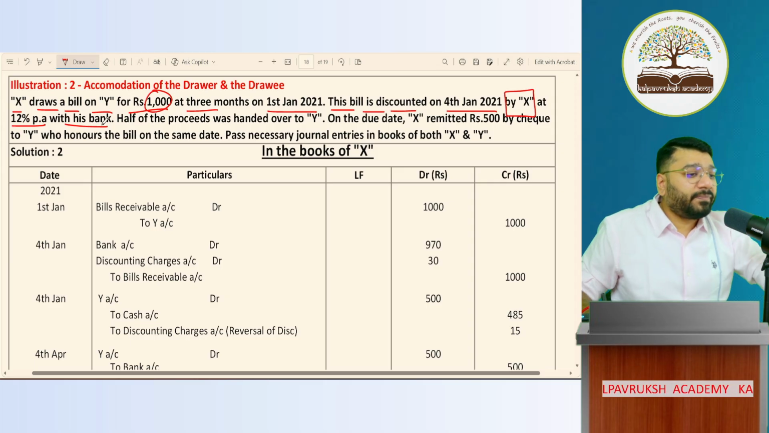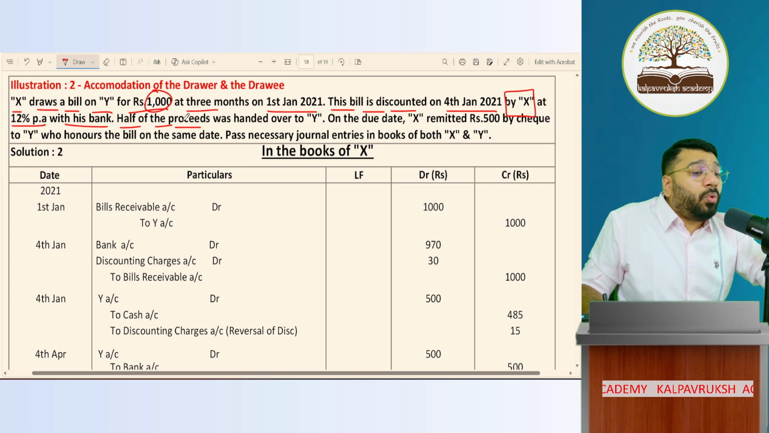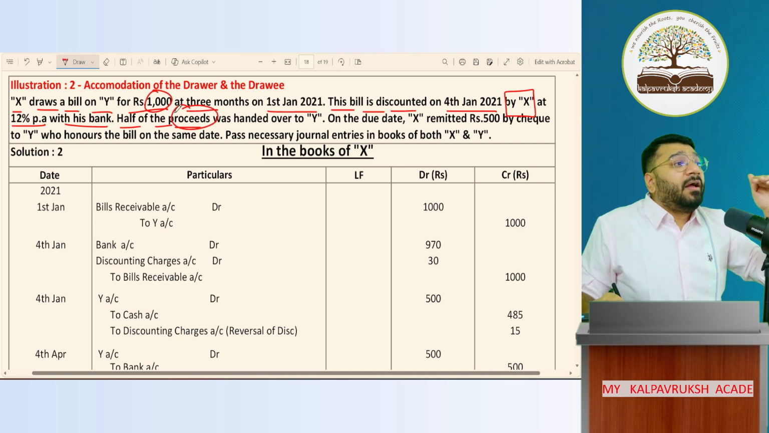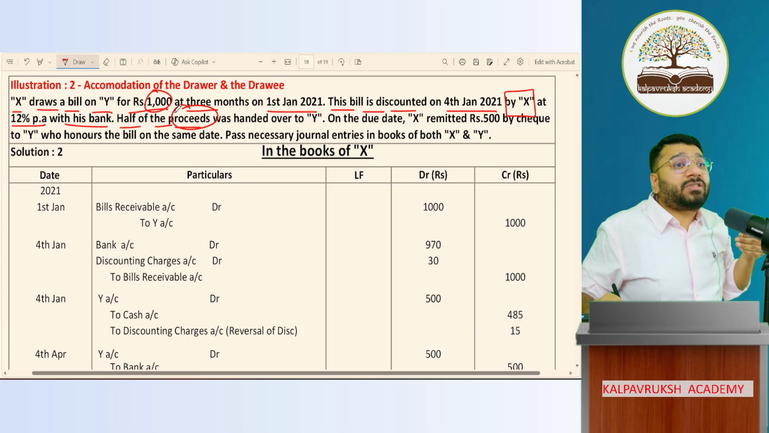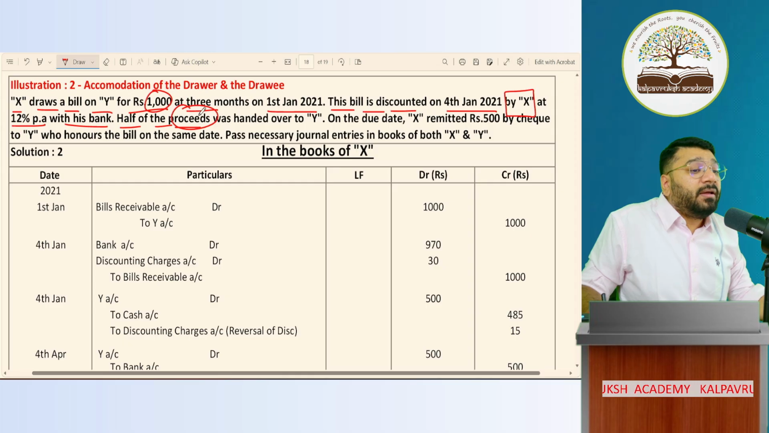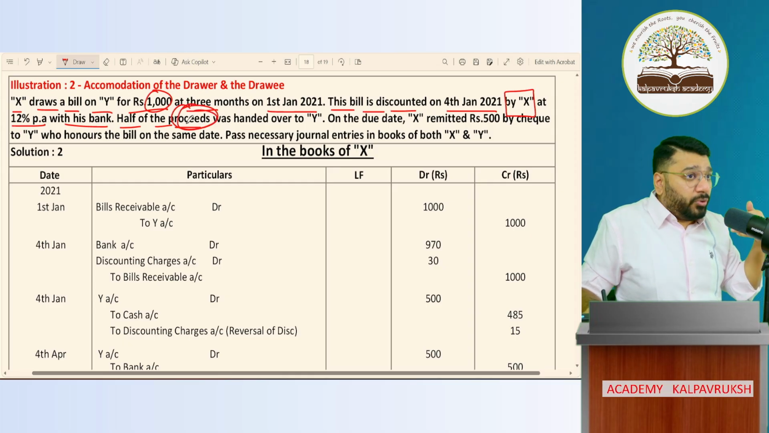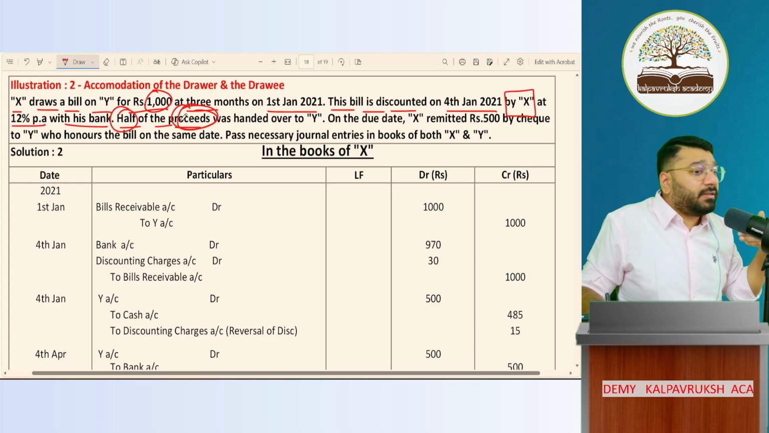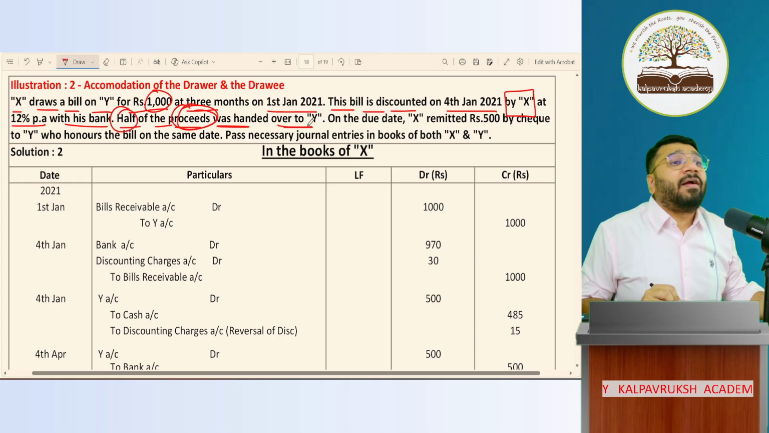Yes. Now the twist comes. Language, focus here. Half of the proceeds. What is meant by proceeds? The money you receive from the bank is called proceeds. Half of the proceeds was handed over to Y.